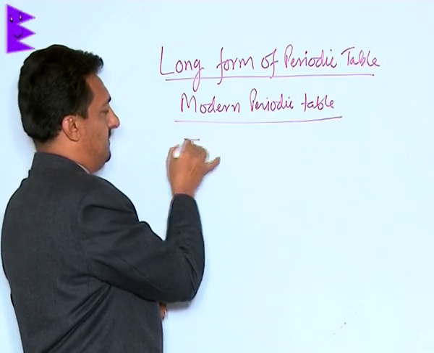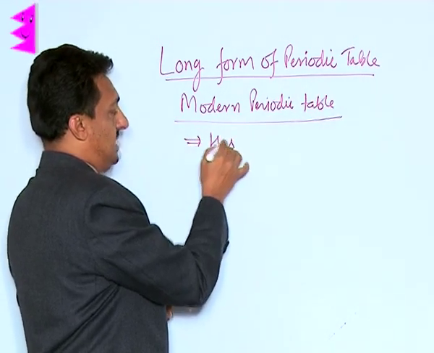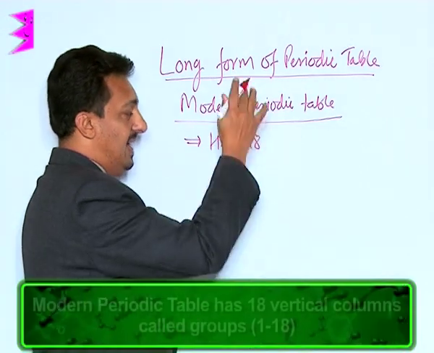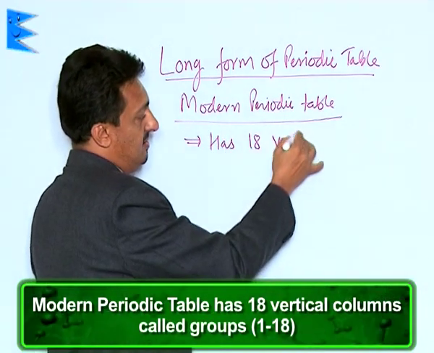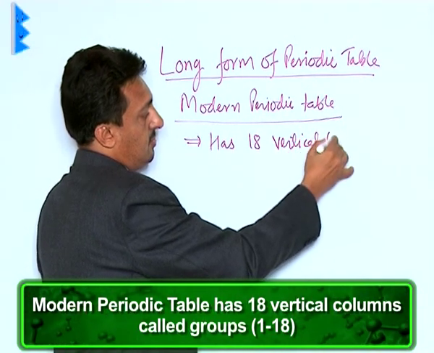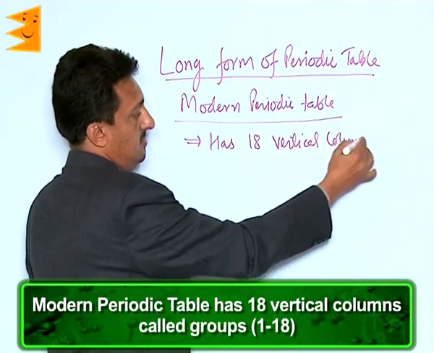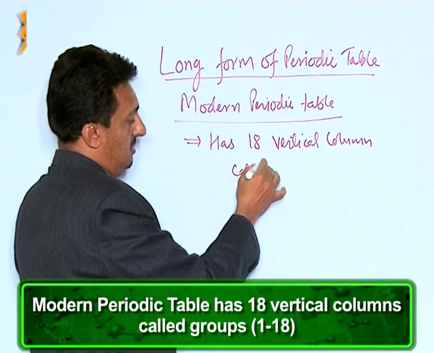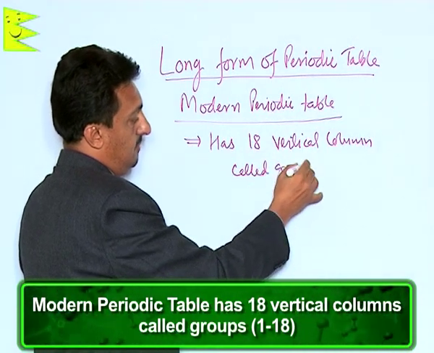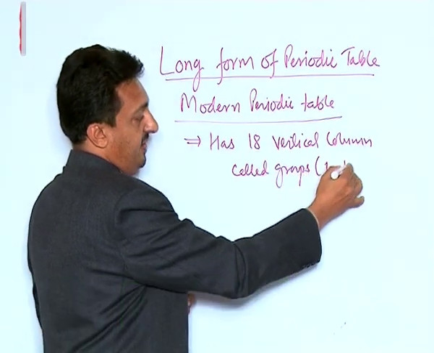this table has 18 vertical columns called groups. They are numbered from 1 to 18.